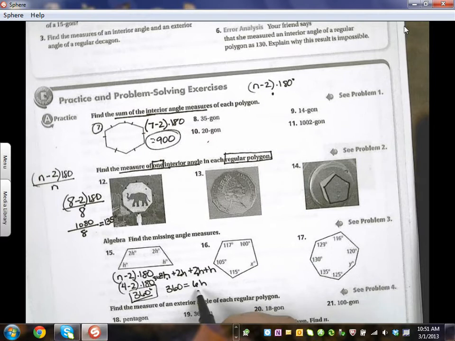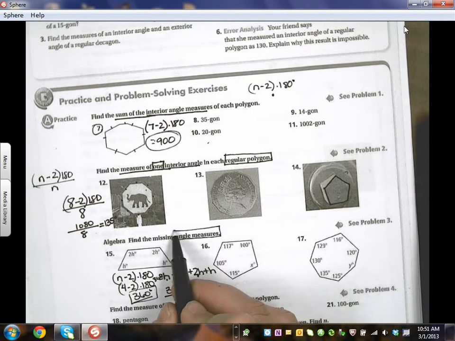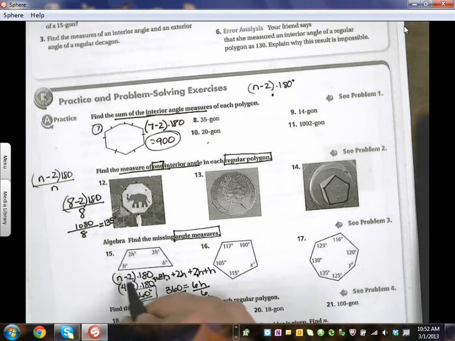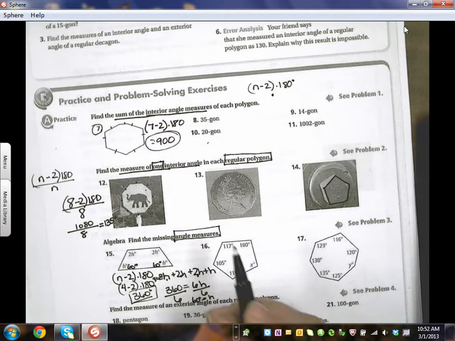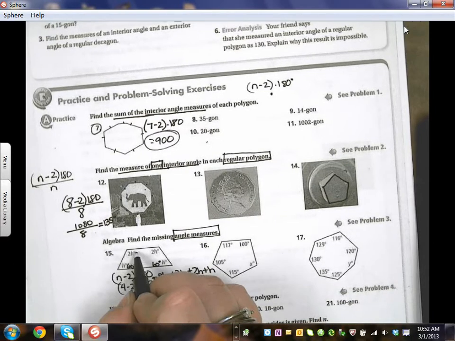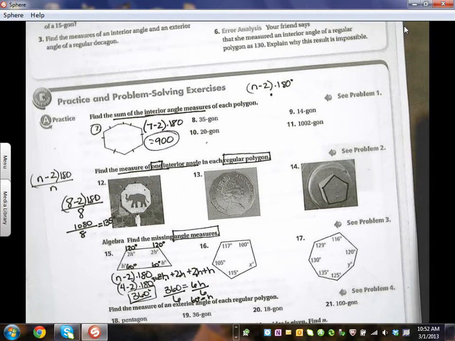To get h by itself, I divide by 6. And 360 divided by 6 is 60. So we know h equals 60. But notice they want to know the angle measures, so we aren't quite done here. I know this angle is 60 degrees, and this angle is 60 degrees. 2 times 60, this angle is 120 degrees, and this angle is 120 degrees.